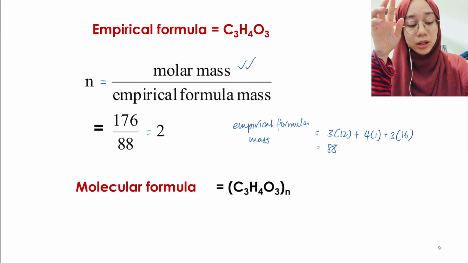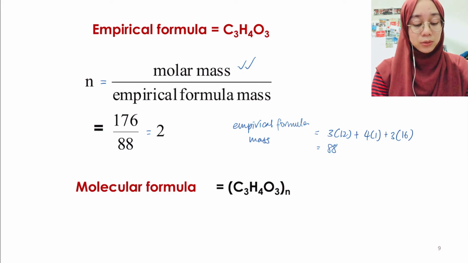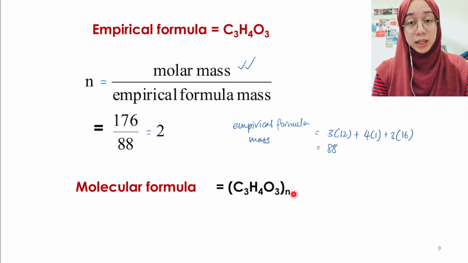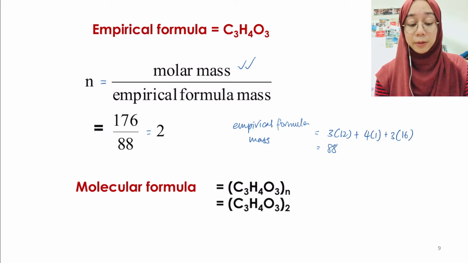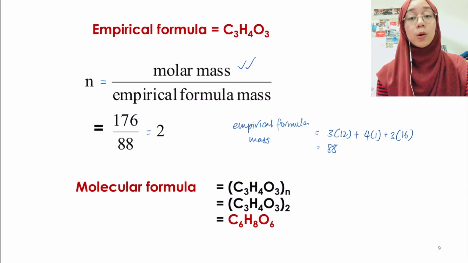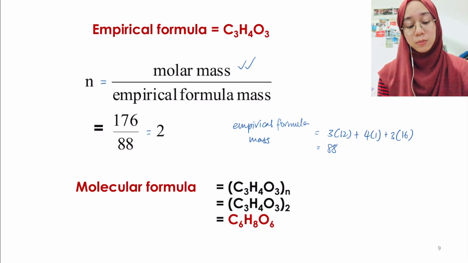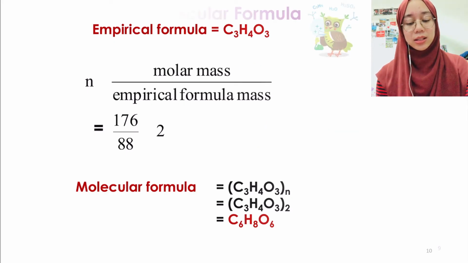Okay, so the molecular formula is equals to C3H4O3 dalam kurungan, and then the value of N kita letak dekat sini. So kita dah ada value of N tadi kan, so we insert the value and then kita just darabkan lah. 3 darab 2, 4 darab 2, 3 darab 2. So now you have C6H8O6. So this is your molecular formula. We're done. Okay, so now it's your turn.